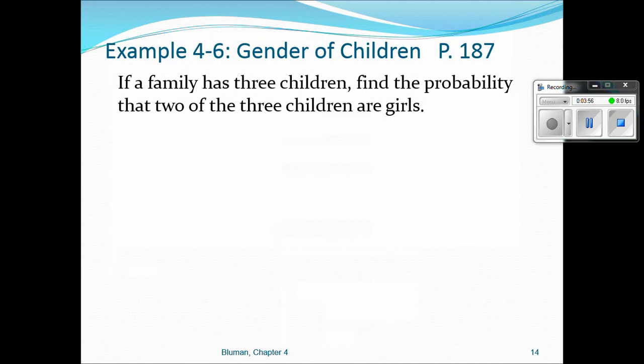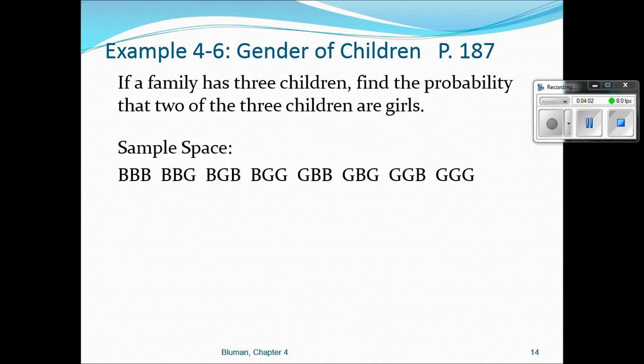Here we go. If a family has 3 children, find the probability that 2 of the 3 children are girls. So this goes back to our video from last night. What you need is you want your sample space. The sample space is very important with classical probability. So what's the probability that 2 of the 3 children are girls? Keep in mind, it says 2 of the 3, not at least 2 of the 3. So we're looking for exactly 2 of the 3 are girls.